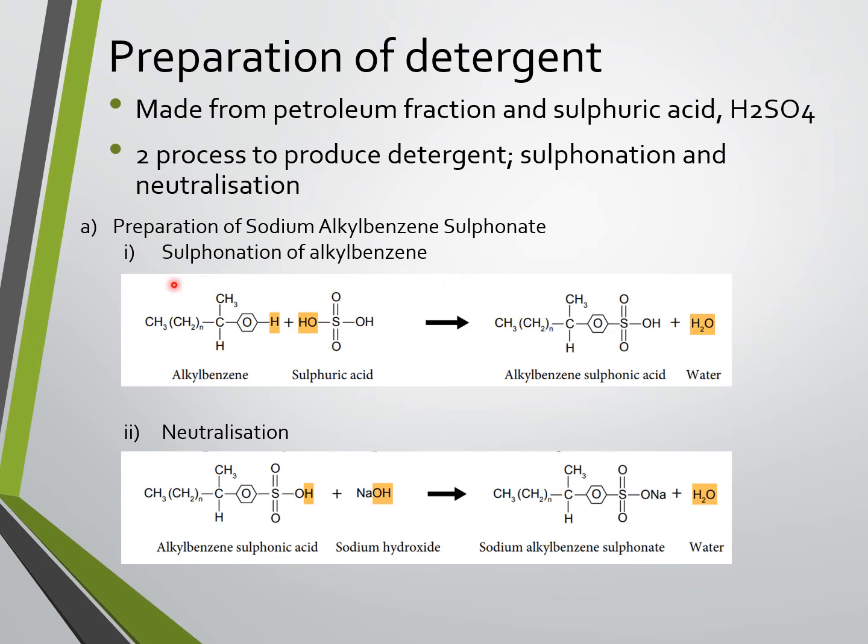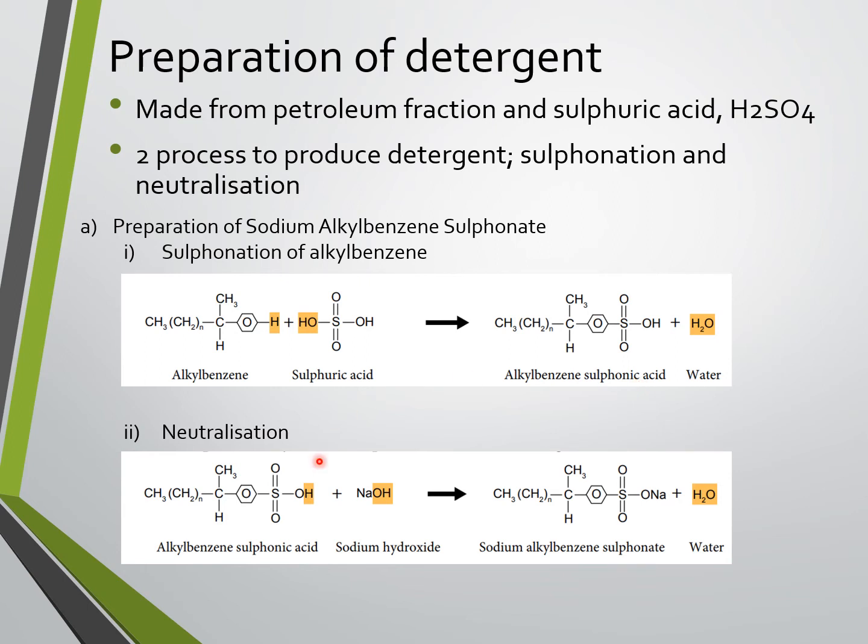Now we go to the first one. This is the sulfonation reaction first. This is the alkyl benzene. Why benzene? Because we have the benzene ring here. It reacts with sulfuric acid. The H2SO4 will react with the hydrogen to form water, and the place where the OH and the H are gone will combine to produce alkyl benzene sulfonic acid.